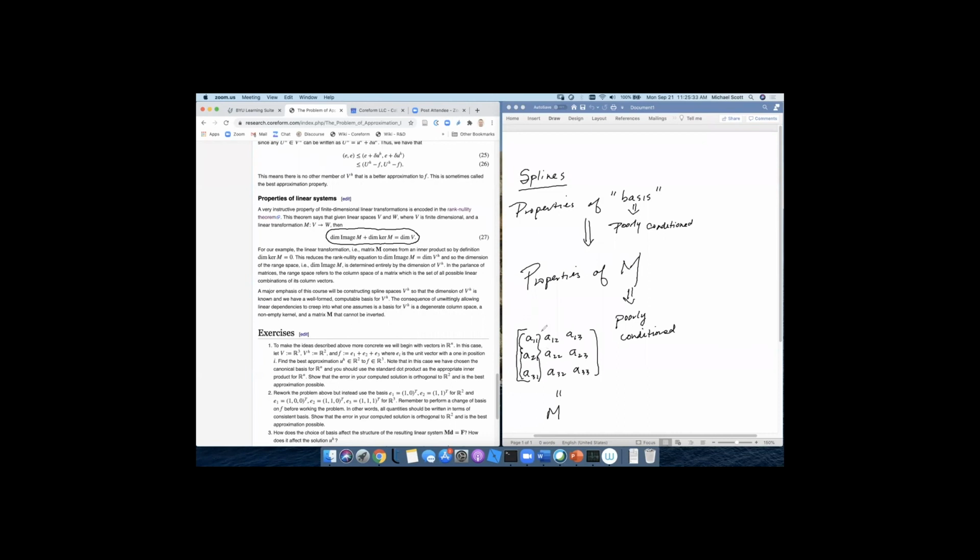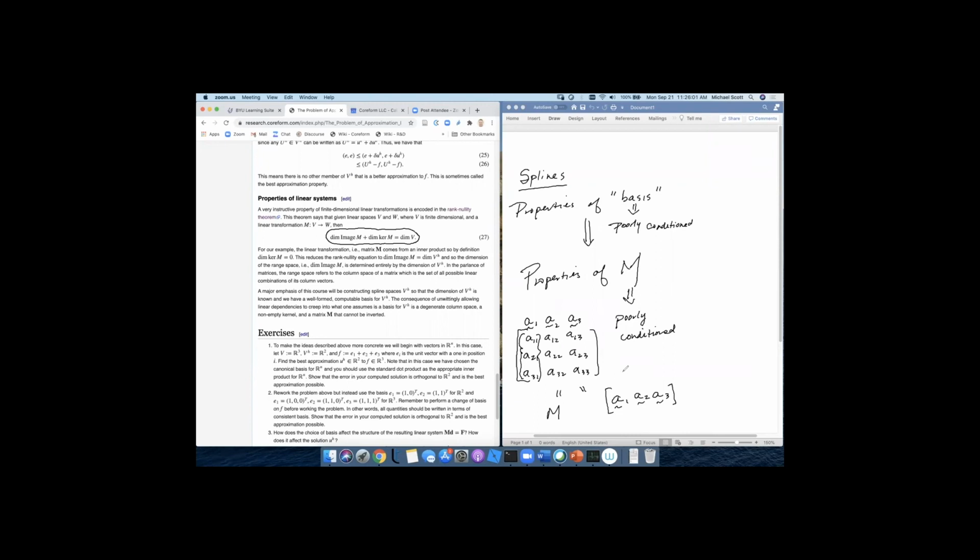These are each vectors, okay? So let's call this A1. The first column we'll call A1, the second column A2, the third column A3. Then we can rewrite this matrix now as A1, A2, A3. Okay. So what is the image of M?